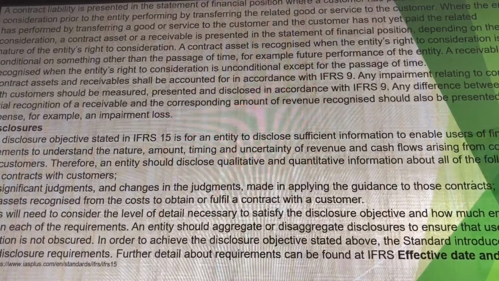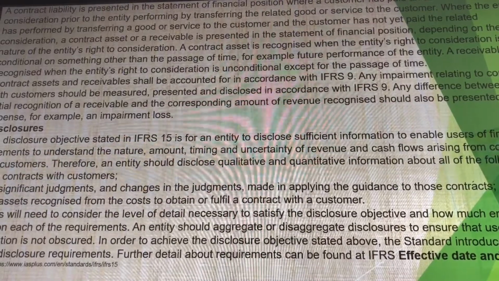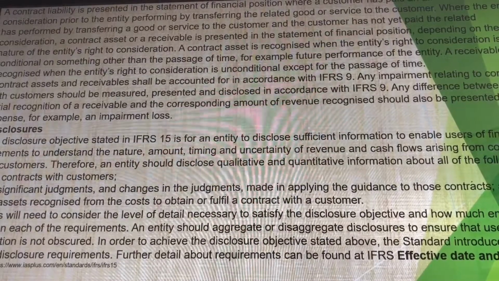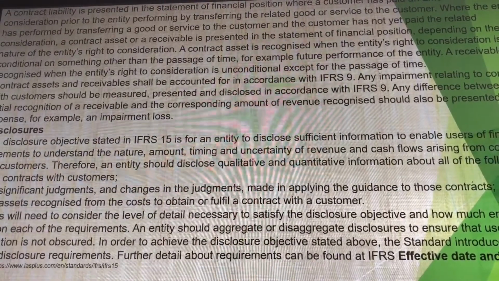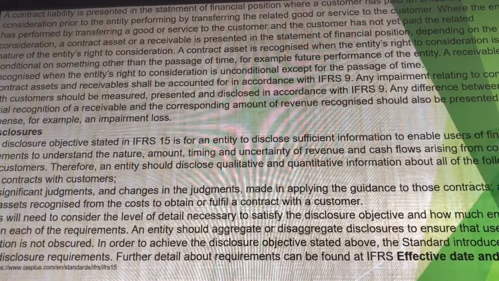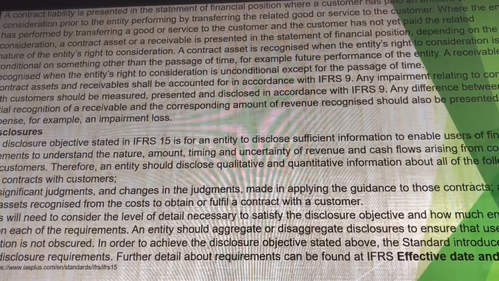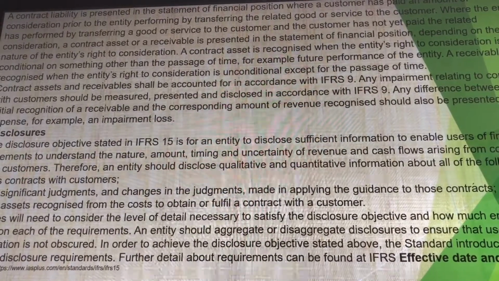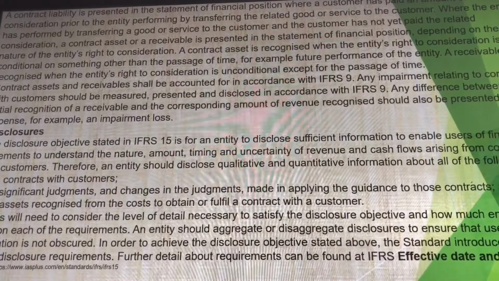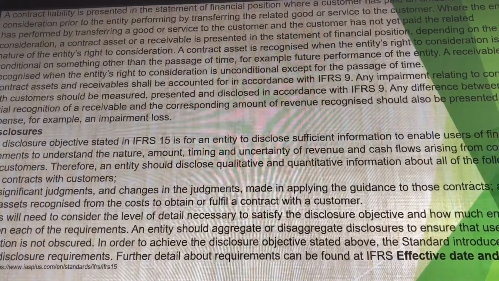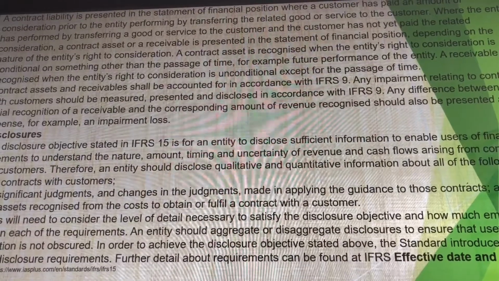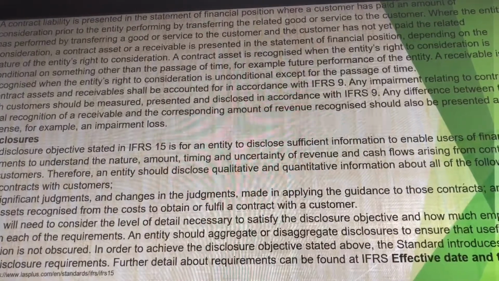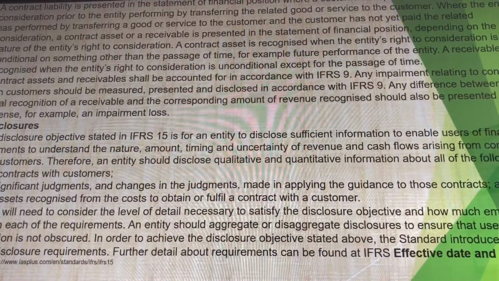Let's talk about a contract asset. A contract asset is recognized when the entity's right to consideration is conditional on something other than the passage of time. So contract assets and receivables shall be accounted for in accordance with IFRS 9. Impairments relating to the contract with the customer shall be measured, presented, and disclosed in the financial statements.